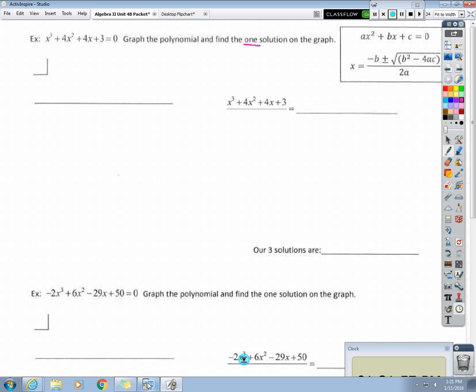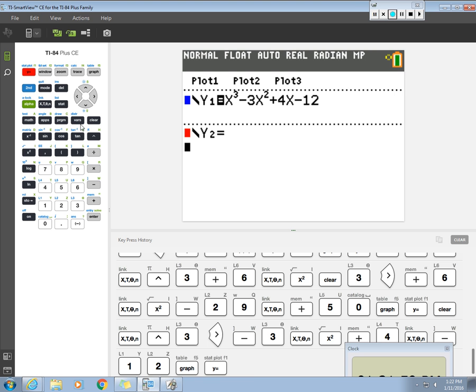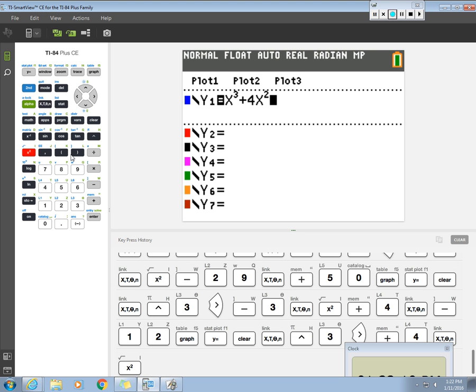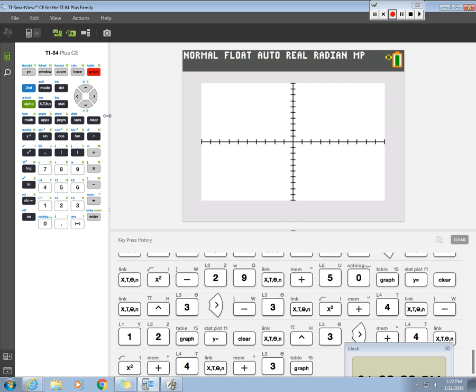So let's graph it. Y equals x cubed plus 4x squared plus 4x plus 3. Now, when we're graphing it, you don't type in the equals 0. Okay, then you hit graph. And remember, we said we're expecting 3 zeros, 3 x-intercepts, but we only see how many? 1. And where is it?